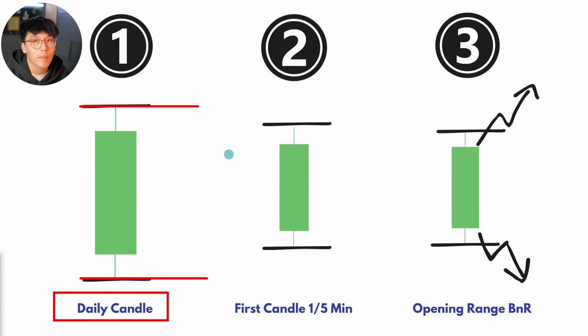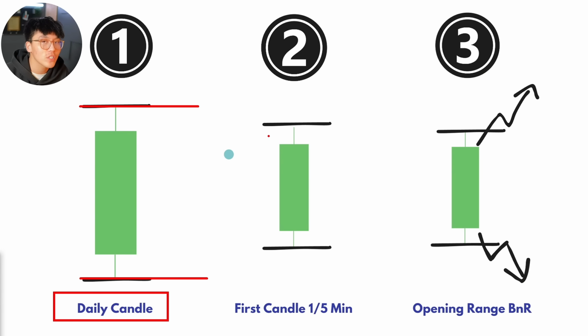The reason why we mark out the daily candles, your previous day highs and lows, is because these areas are used as targets, because there's a lot of liquidity resting above and below those highs and lows. The next thing you want to do is go on to the 1 or 5 minute.